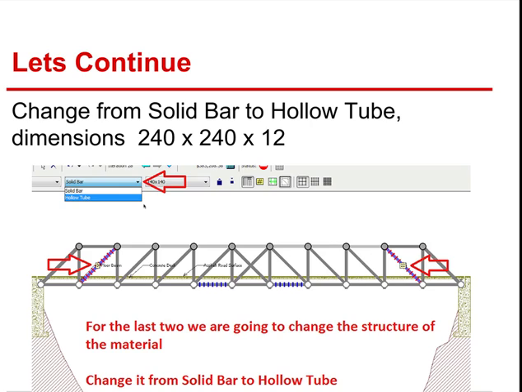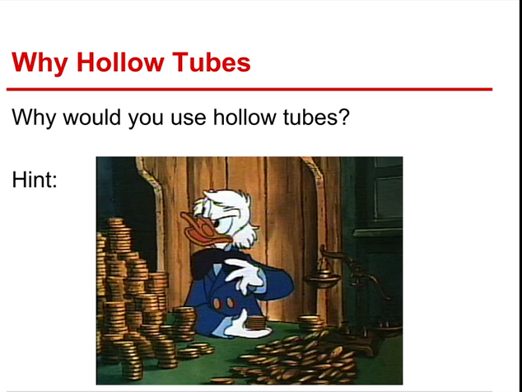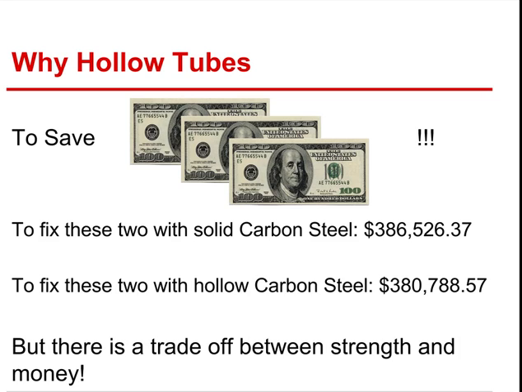Change it to a hollow tube. That's good for compression. Solid bars are more associated with tension. Why would we use hollow when we don't have to use solid? Save some. Why do you think that would be? It saves some cash. And I will save these notes for you, by the way. All right.